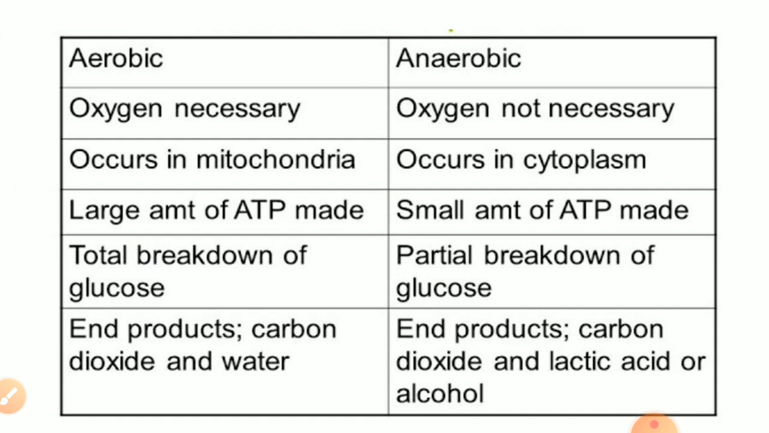So let's differentiate aerobic and anaerobic respiration. Aerobic occurs in the presence of oxygen, anaerobic in the absence of oxygen. Aerobic occurs in mitochondria, whereas anaerobic occurs in cytoplasm. In aerobic, a large amount of ATP is produced, 38 ATP, whereas in anaerobic, only 2 ATPs are produced. In aerobic, total breakdown of glucose takes place, whereas in anaerobic, partial breakdown of glucose takes place.